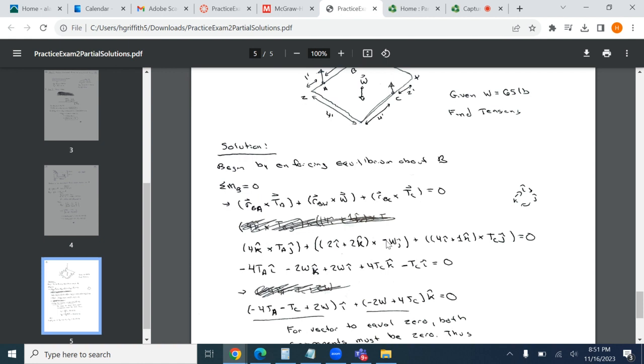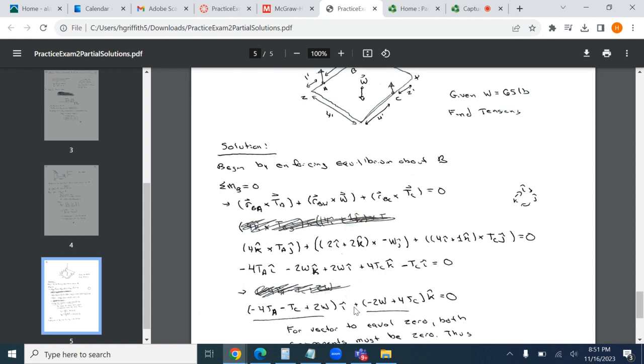k hat cross j hat: notice we're going in the counterclockwise direction. That's going to give us an i, so we're going to have a minus i. But don't forget, it's 2 times minus W. So the minus times minus becomes plus. It's just 2W i hat. I'm sure all of you know how to do this by now. So just compute that last distribution as well. You have to do 2 more cross products.